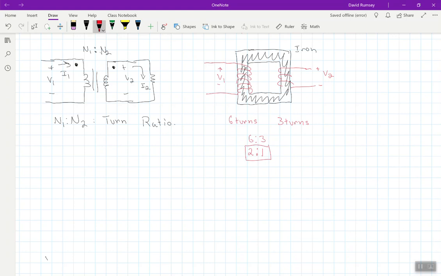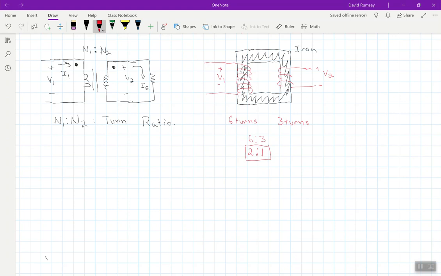And as far as how you know what the dot conventions are, it has to do with how these things are wound around the iron core. So this again would be a turn ratio of 2 to 1. So when we see these turn ratios, it's literally meaning how many times we've wrapped this coil around here.